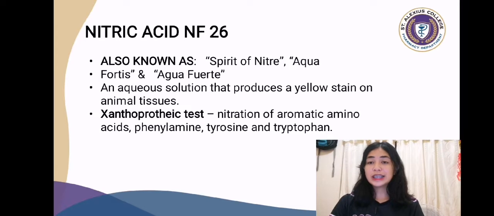The next official inorganic acid is nitric acid, NF26, also known as spirit of nitre, aqua fortis, and aqua forte. It is an aqueous solution that produces a yellow stain on animal tissues, due to the nitration of the aromatic amino acids phenylalanine, tyrosine, and tryptophan. And this reaction is also known as the xanthoproteic test.